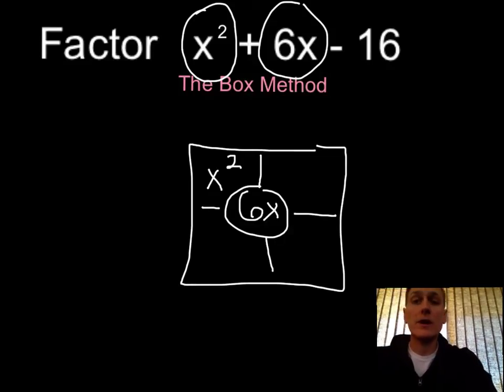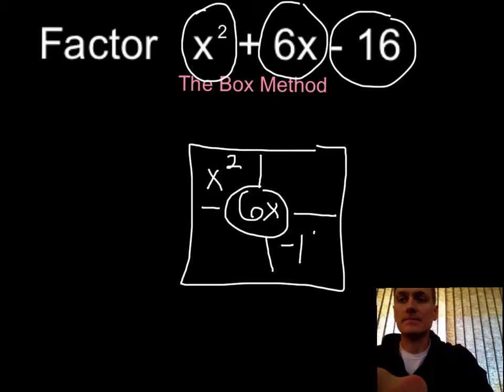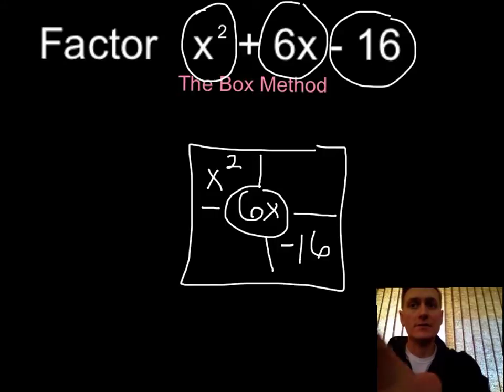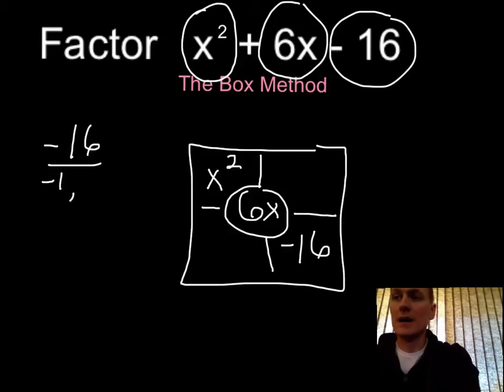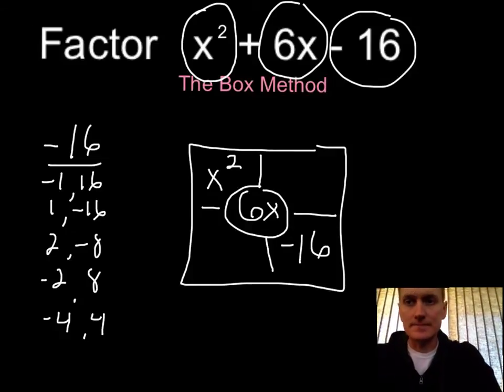In the very lower right-hand corner of the box is our constant term of negative 16. So as with the trial and error method, the next step is to really look at factors of the constant term. Factors, in this case, of negative 16. Well, negative 1 and positive 16, positive 1 and negative 16, positive 2 and negative 8, negative 2 and positive 8, negative 4 and positive 4, all the factors of negative 16.